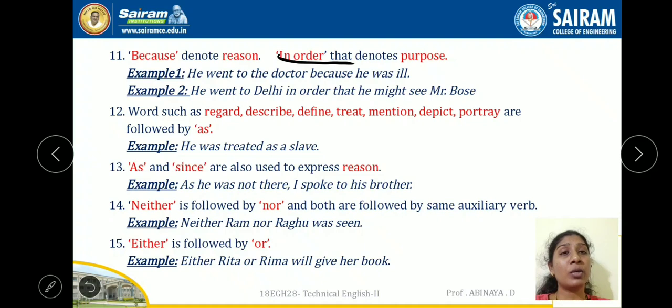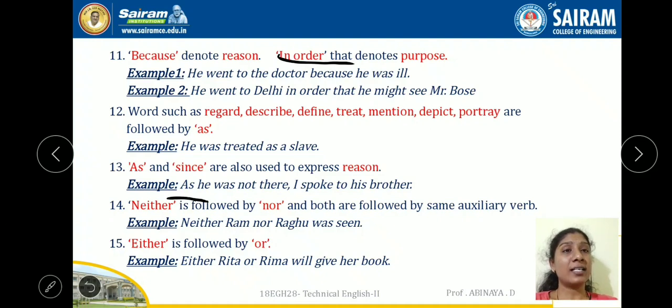Okay, so you can use as and since to express reason, not only because. You can use this as and since for reason, but while you are using them, they have to come at the beginning of the statement. As he was not there, I spoke to his brother.